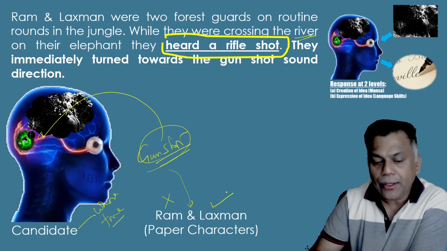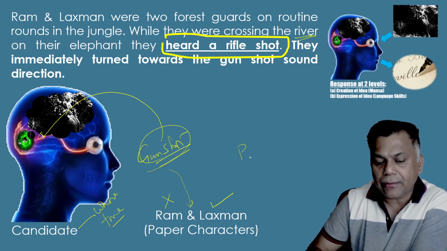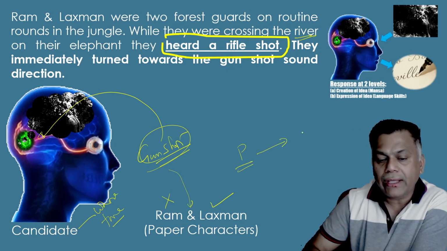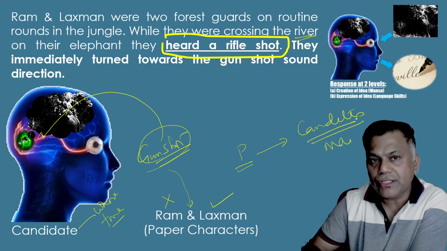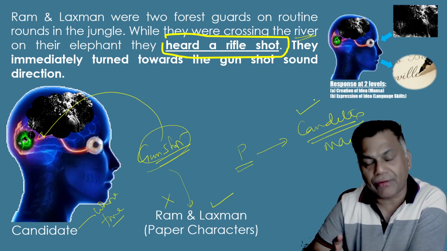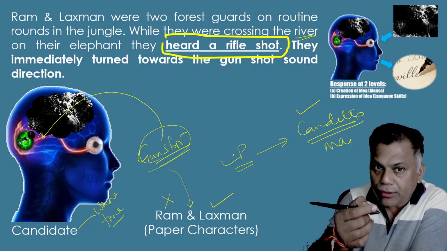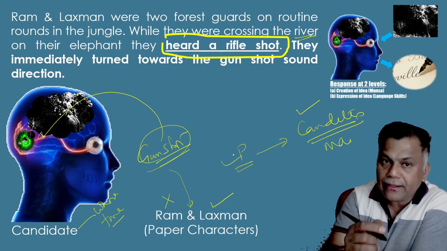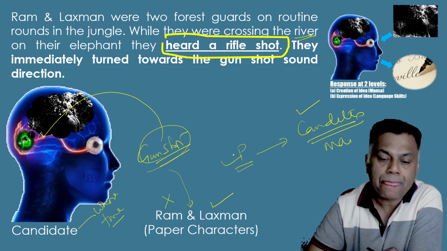क्या मतलब है? Because the paper characters, meaning Ram and Lakshman, are following the candidate's mansa. Candidate's mansa means the writer of the story knows who had done the firing, but Ram and Lakshman are not aware who has done the firing, because Ram and Lakshman are paper characters. They are following the mansa of the candidate. क्या समझ में आया, लिखना?